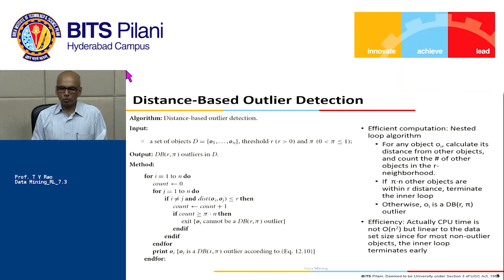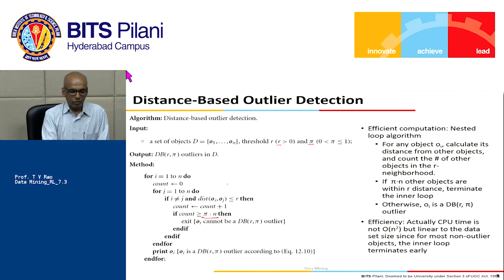So we may have a smooth, efficient algorithm for distance-based outlier detection. Here n is the total number of objects. For each object we start with a count equal to 0. Then for every other object we look at the distance. If the distance is less than R, the threshold we have set, we increase the count. Whenever the count exceeds the fraction threshold times the total number of objects, we know it is not an outlier. So we exit this part of the loop and repeat with the next object.